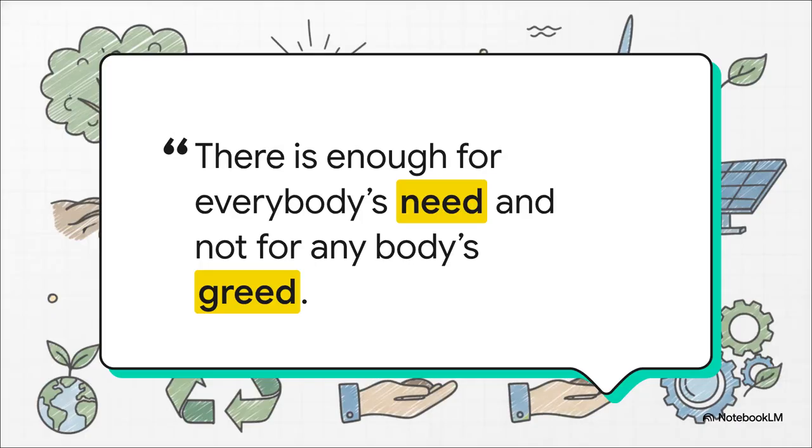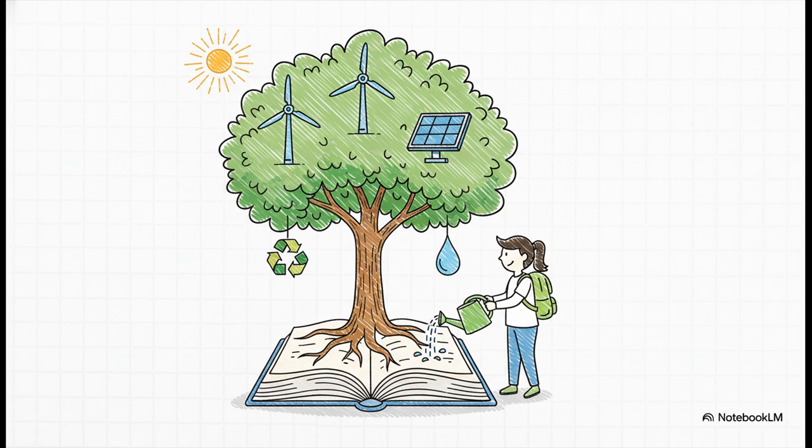As we conclude our revision, let's just reflect on this very powerful thought from Mahatma Gandhi. It perfectly captures the essence of this whole chapter. There is enough for everybody's need and not for anybody's greed. This really is the core principle of resource conservation. Please remember that what you have learned from this chapter isn't just to score marks in your exams. Your understanding today helps you to build a more responsible and sustainable tomorrow for everyone. Thank you for your attention, and I wish you all the very best.